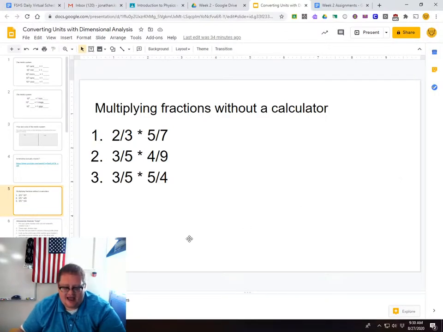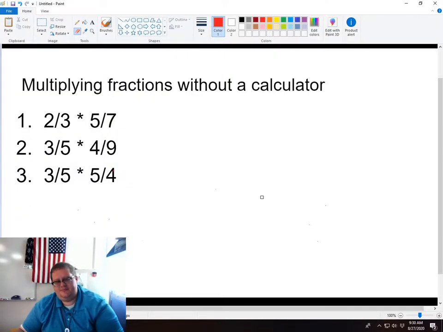Multiplying fractions without a calculator. I'm going to check my recording, make sure, because I've got to switch over anyways. Okay, should still be recording.